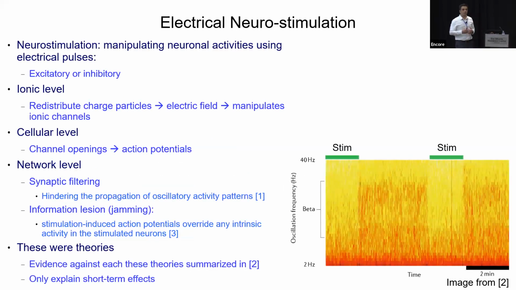So what is electrical neurostimulation? Simply defined, it's manipulating neuronal activities of the brain using electrical pulses. This manipulation could be in terms of exciting them or inhibiting them.